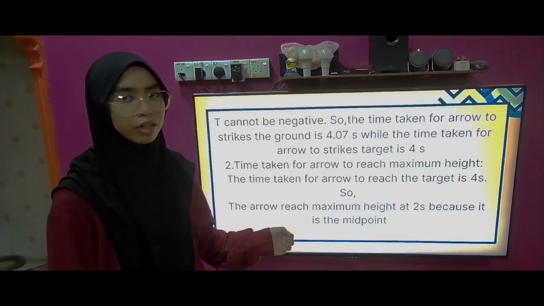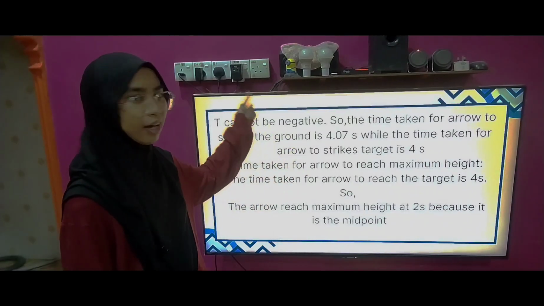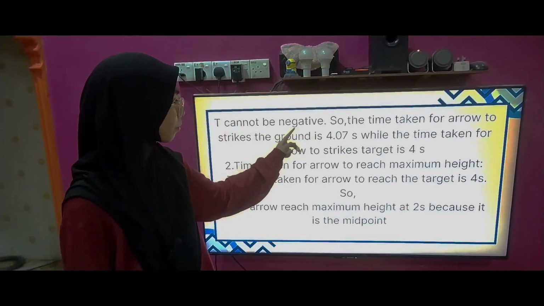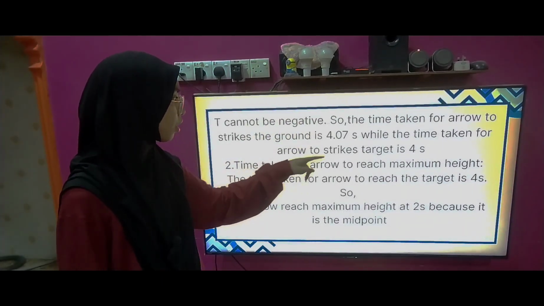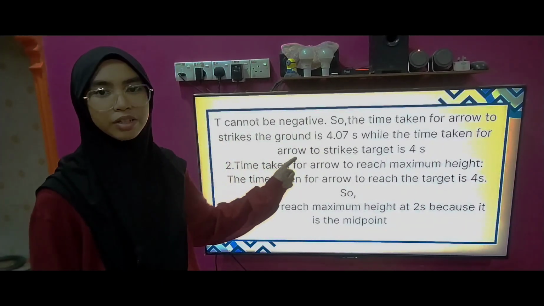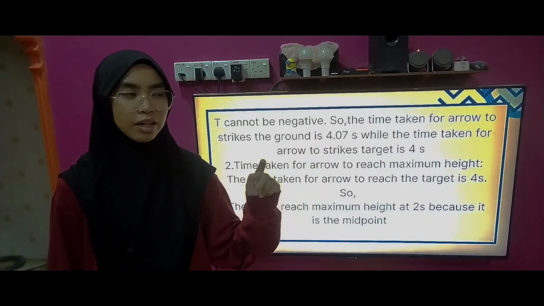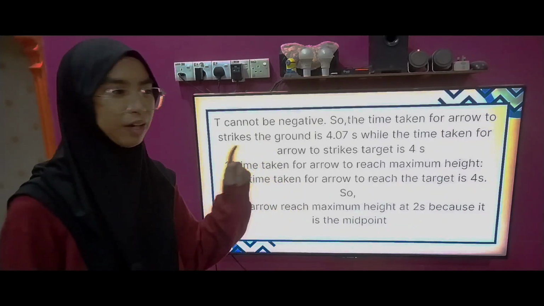So the time taken for the arrow to strike the ground, as you can see, I specifically wrote the ground, is 4.07. While the time taken for the arrow to strike the target is 4, if you put the value as I stated earlier, that ht is equal to 1.5.